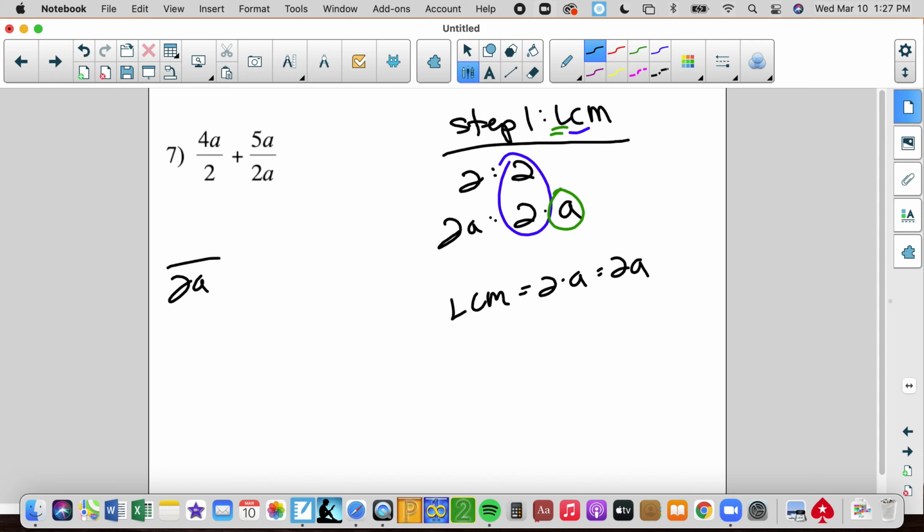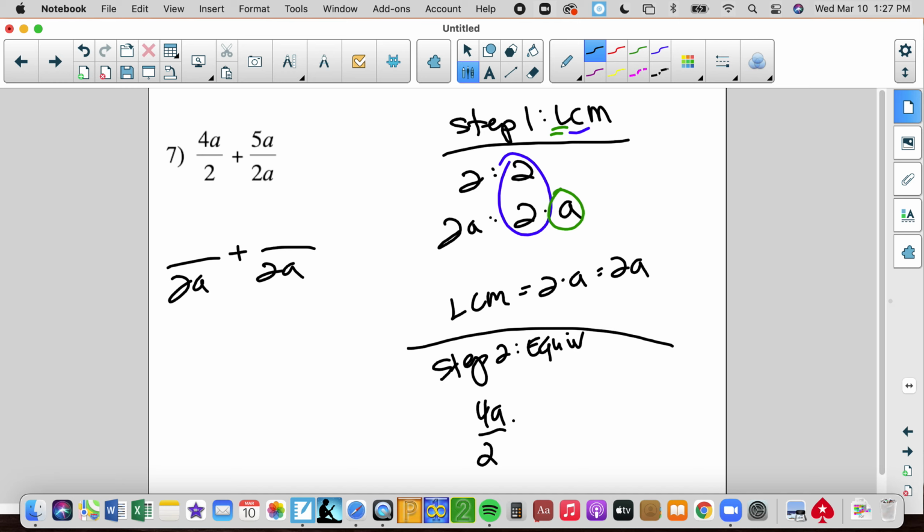So I need two denominators with the common denominator of 2a. Now step 2 is equivalent. So I need to convert 4a over 2 equals how many 2a's? So what am I multiplying 2 to get 2a? I have to multiply by a. So I have to multiply the numerator by a. 4a times a is 4a squared. Notice the difference there. 4a squared when we multiply.